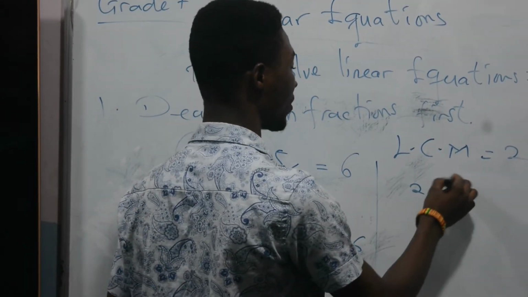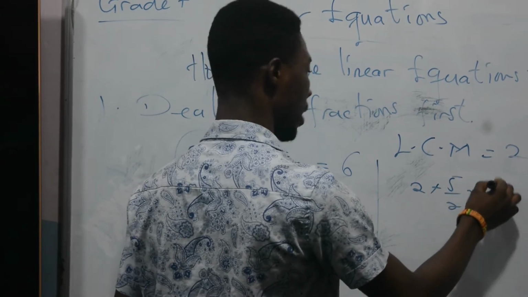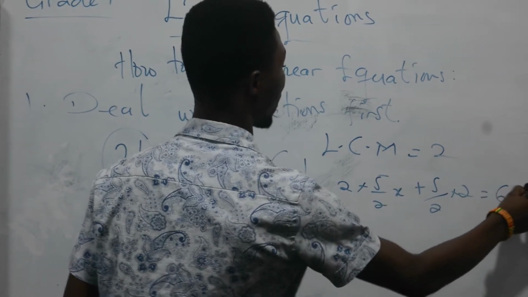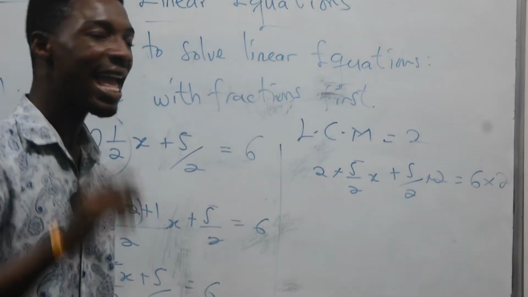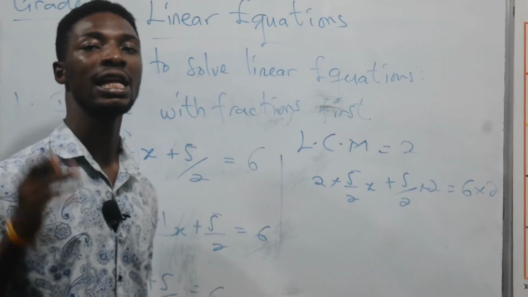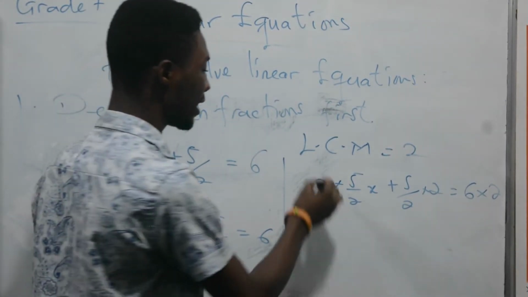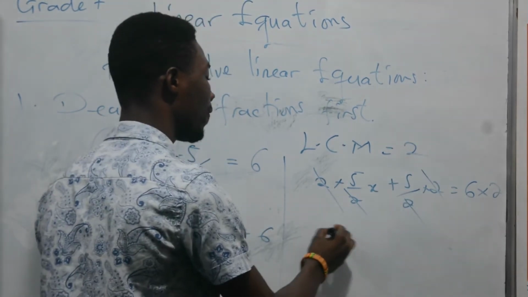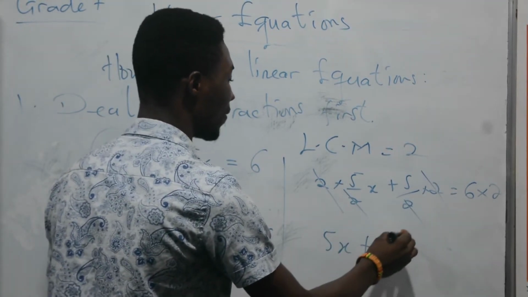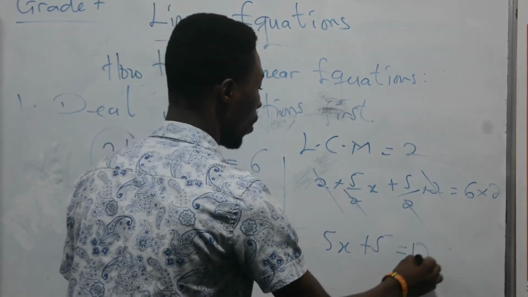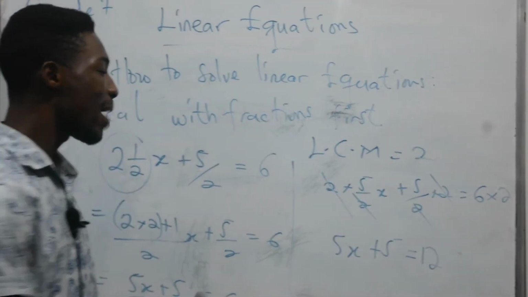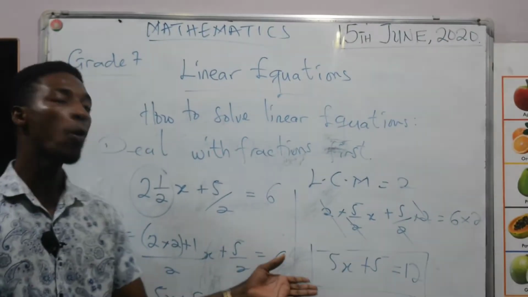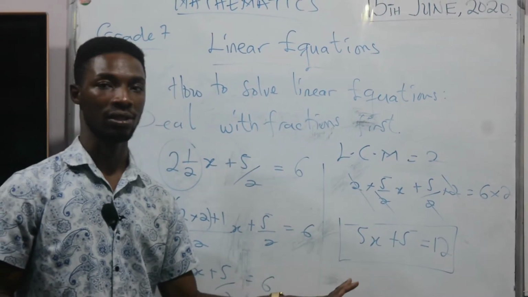I get 2 times 5 over 2 x plus 5 over 2 multiplied by 2 is equal to 6 multiplied by 2. You have to multiply every term in the equation by that LCM. So you can say that these 2 will cancel these 2. These 2 will cancel these 2. Then I have 5x plus 5 is equal to 12. So there I have my equation simplified. You can see that there is no more fraction in the equation.